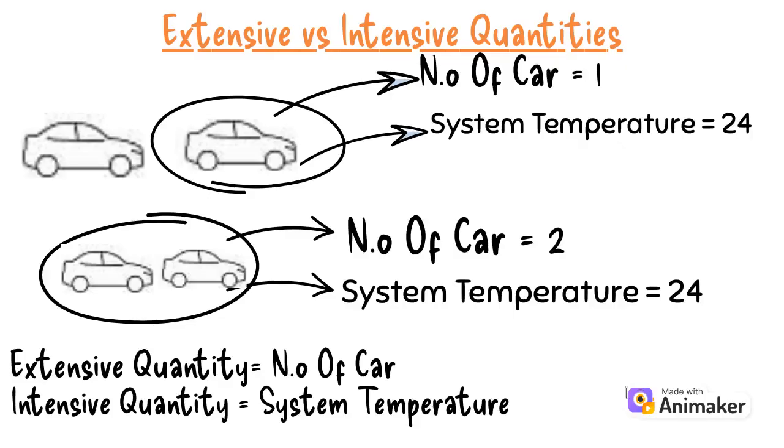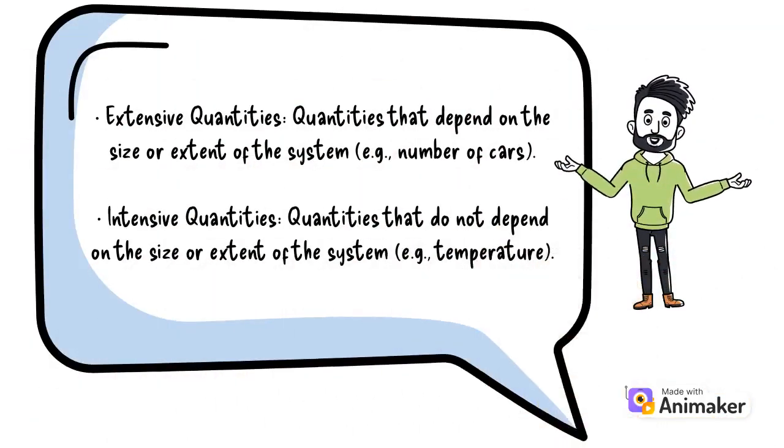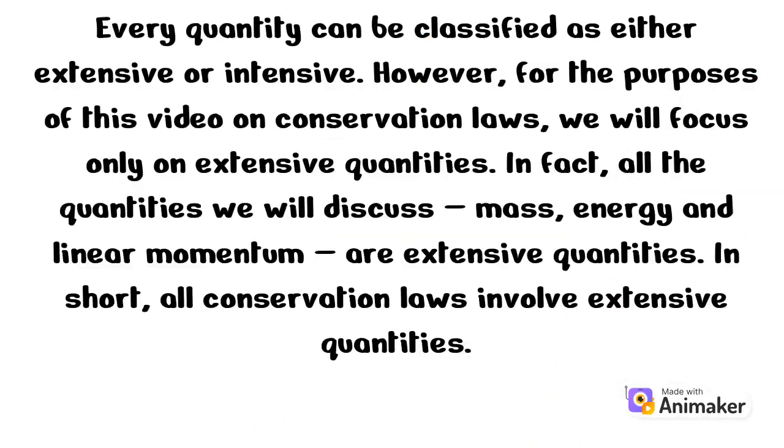From this example, we define extensive quantities, quantities that depend on the size or extent of the system, for example, number of cars. Intensive quantities, quantities that do not depend on the size or extent of the system. Every quantity can be classified as either extensive or intensive. However, for the purposes of this video on conservation laws, we will focus only on extensive quantities. In fact, all the quantities we will discuss, mass, energy and linear momentum, are extensive quantities. In short, all conservation laws involve extensive quantities.